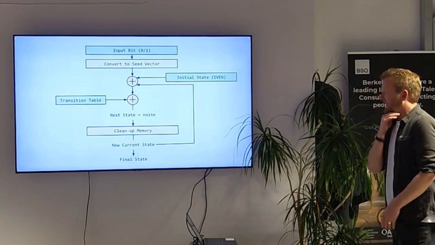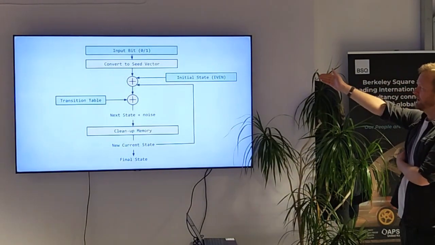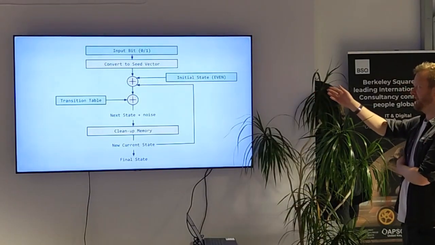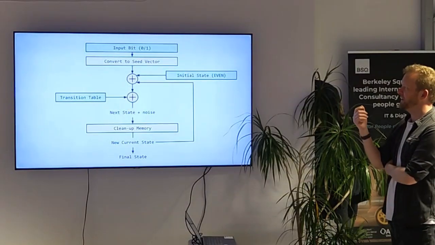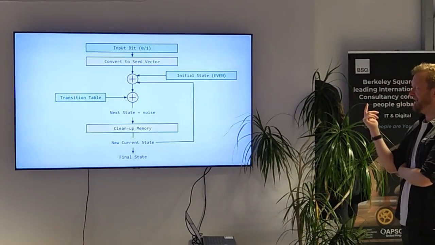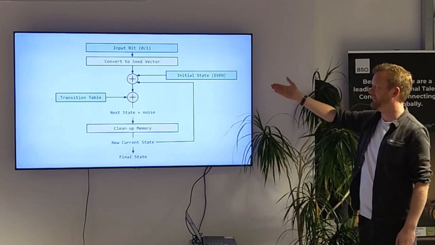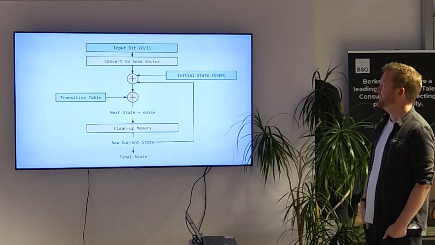Then we have this machine that takes as input the 0 and 1 and converts it to the seed vector. In all practicality, the 0 and 1 would be one hot encoded and then matrix multiplied against the table, which is our lookup table, giving us which of the seed vectors is 0 and 1. You just think of it as a lookup table.